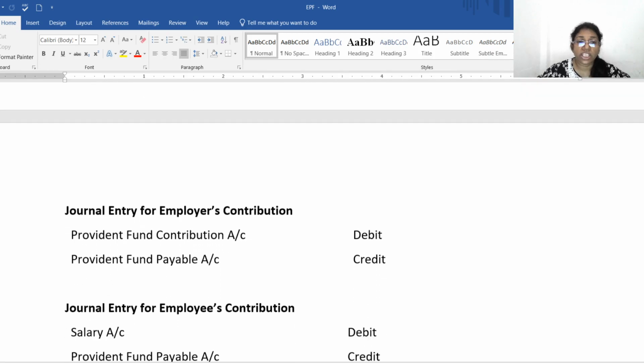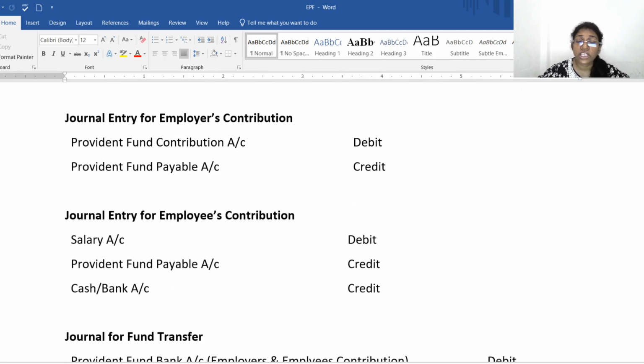So let's look at the journal entries. The first, employer's contribution. We are going to debit the Provident Fund contribution and we are going to credit the Provident Fund payable account until we settle the payment.